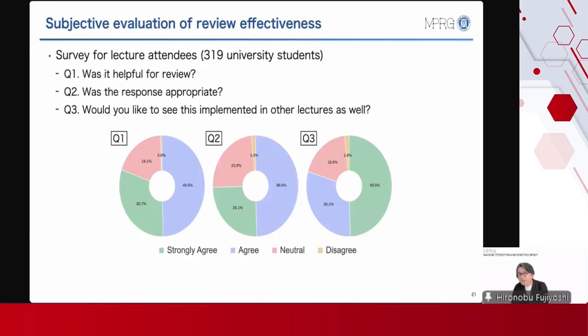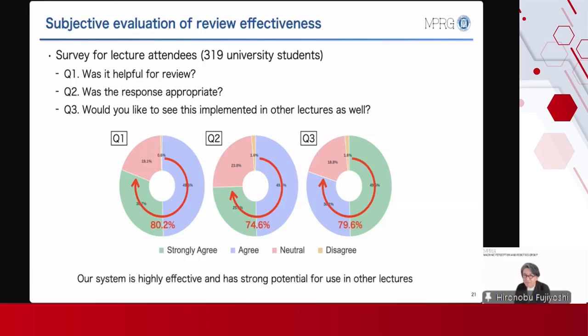To evaluate how effective our system is for review purposes, we conducted a survey with 319 university students who attend the lectures. So we asked three questions. First, was it helpful for the review? About 80% of the students responded positively. Second, was the response appropriate? 74% said yes. And finally, would you like to see this implemented in other lectures as well? About 80% of the students agreed. So these results indicate that our system is highly effective and has a strong potential for use in other lectures.